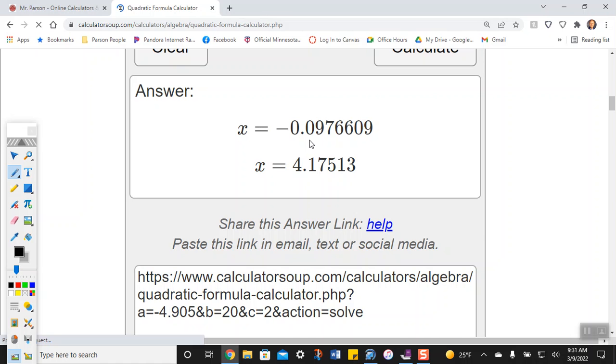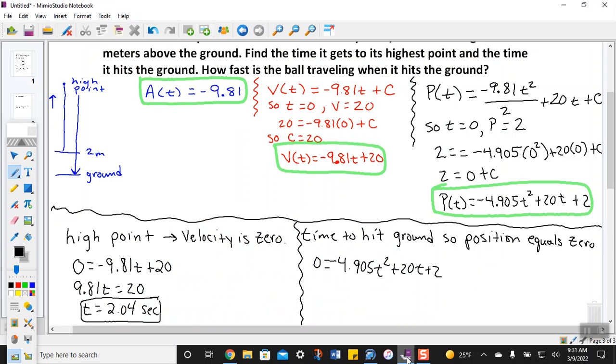So what time are we probably going with here? Should we call it 4.18 seconds? Is that okay? So how long is it going to take to get back to the ground, kids, after it's been thrown up? 4.18 seconds. Okay, 4.18 seconds is what we come up with by the quadratic formula calculator. So it takes 4.18 seconds, right?